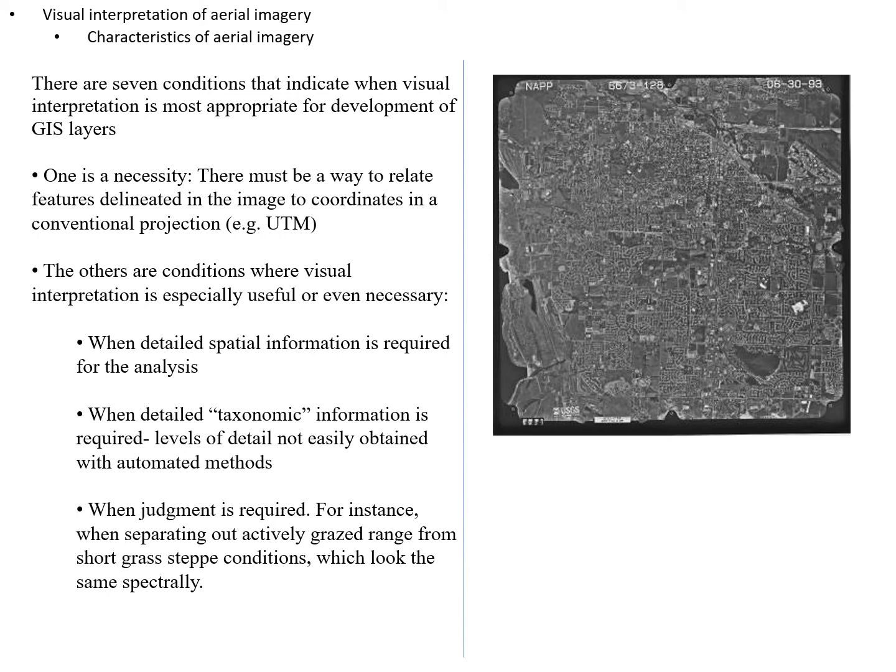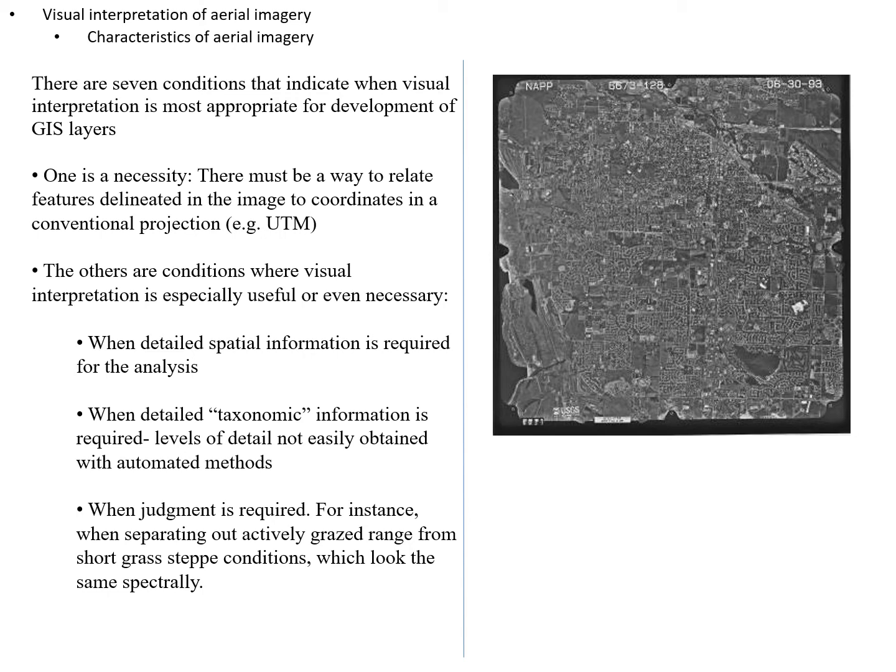So there are 7 conditions that indicate when visual interpretation is most appropriate. So one is a necessity. It has to be able to relate features delineated in the image to coordinates in a conventional projection. So if you can't in some way register the image to a set of geographic coordinates, then there's really no way you're going to be able to use it in a GIS context. Examples of imagery like that might be oblique imagery, where the area that you'd be interested in would be further away, and so it would be very difficult to do the registration.